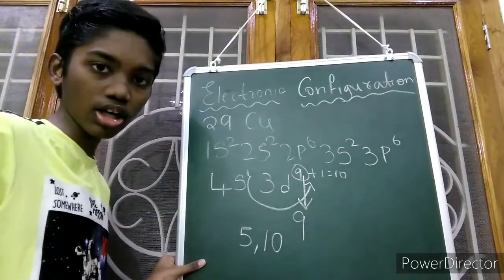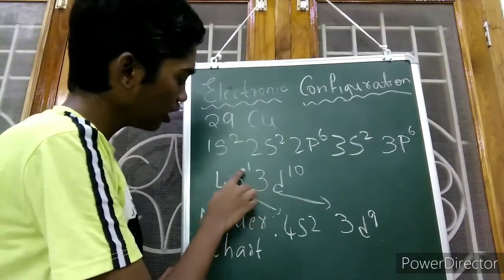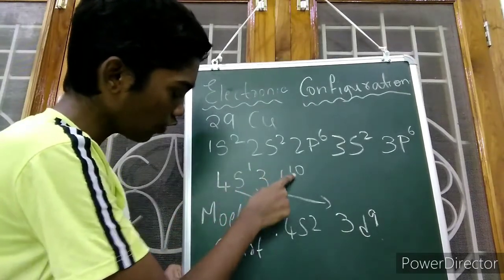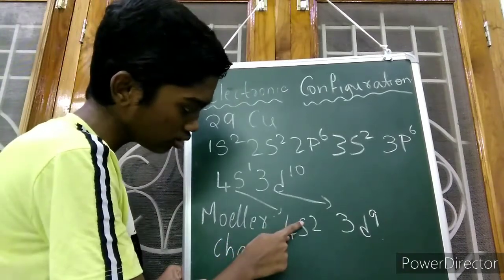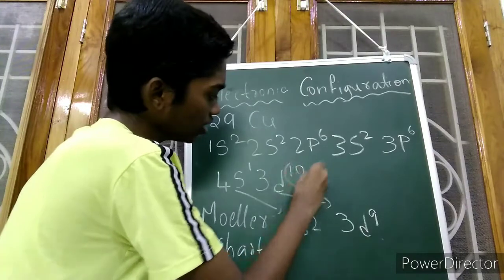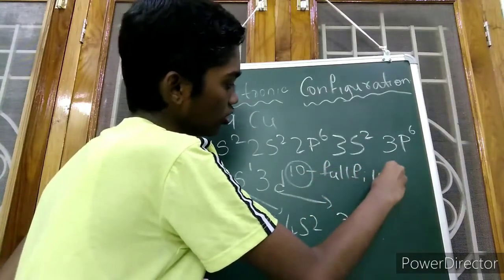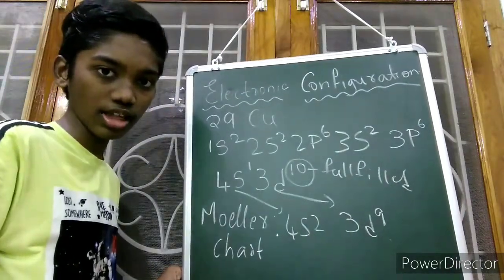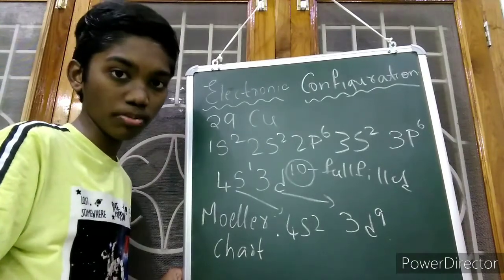So this is the actual electronic configuration of copper. There is a slight change: 4s1, 3d10. If we follow the Aufbau chart, 4s2, 3d9, it is wrong. Here the 3d orbital is fully filled, so it is getting more stability, and this electronic configuration is correct. This is the electronic configuration of both copper and chromium elements.